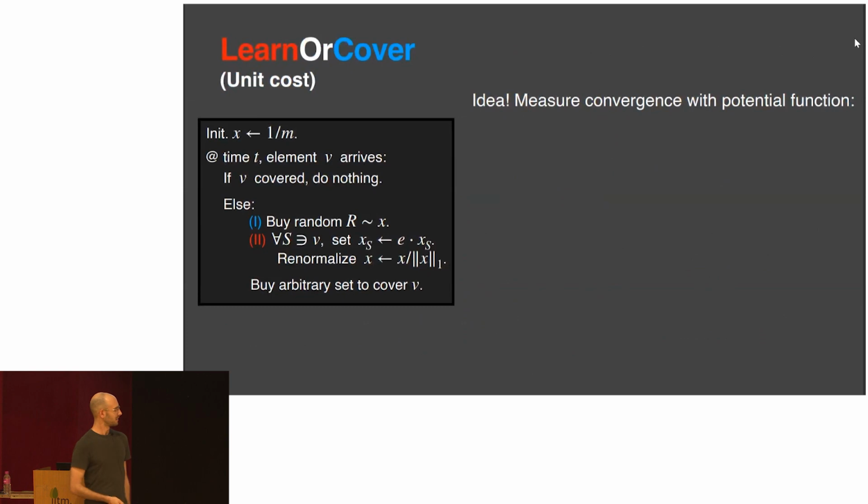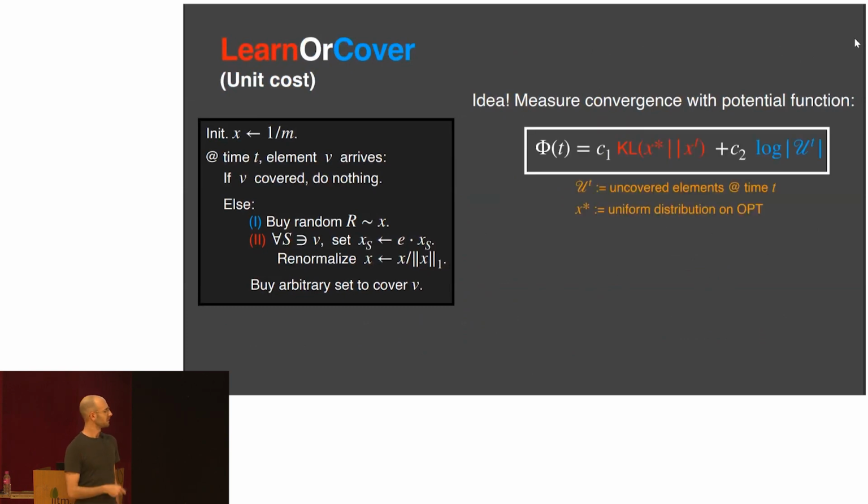Okay, so the idea, I guess I foreshadowed it, is to measure convergence with a potential function this time. And the potential function is like this. It's basically the KL divergence. E is the constant, like 2 point whatever.